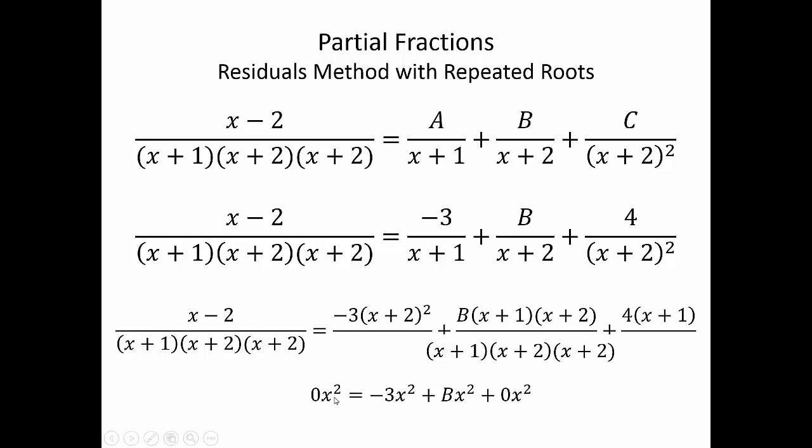So we wind up with 0x squareds on the left, negative 3x squareds plus bx squareds on the right, and 0x squareds again for that last term. So b has to be a positive 3 for this to work out. 0 equals negative 3 plus b, so b equals 3.